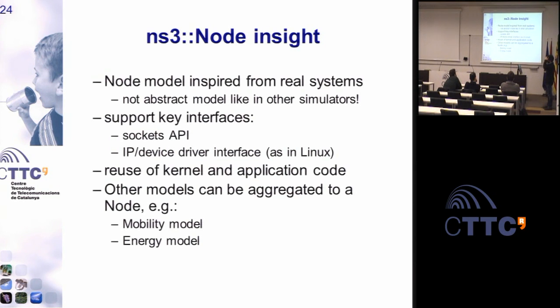And there are other models that can be used inside a node which do not fit into the categories that I explained before. Examples of these models are the mobility model that keeps track of the position of the nodes in the simulation, or the energy model that keeps track of how much energy is consumed by one node. For example, if it's a mobile node with a battery, we want to be able to simulate the fact that the node might eventually run out of battery.